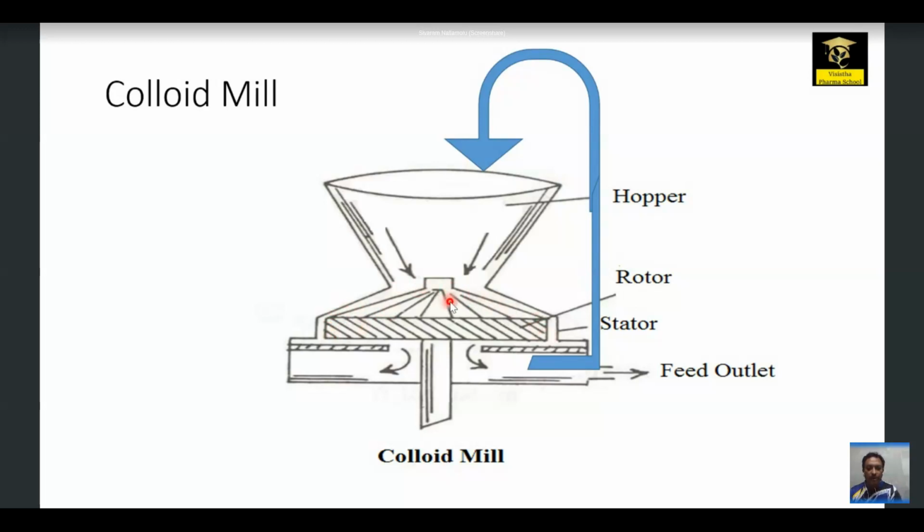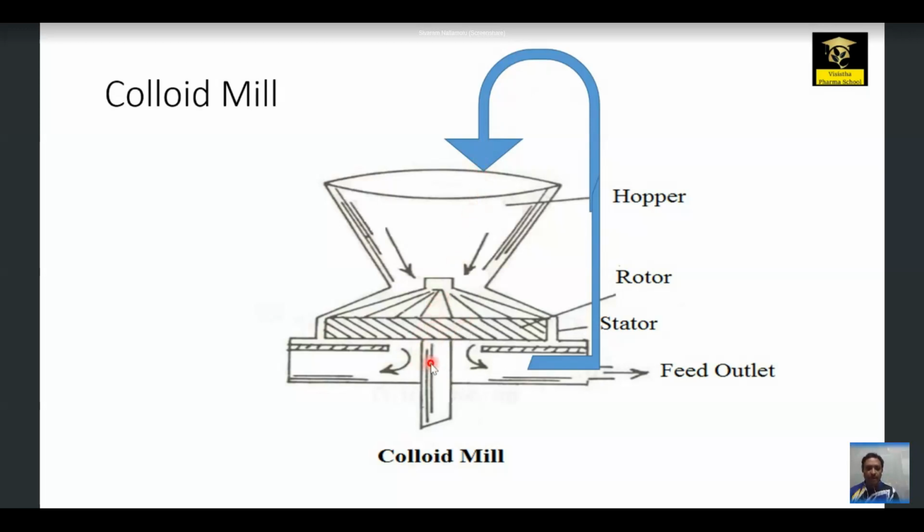Because of the high speed of the rotor, it produces a centrifugal force and makes the material spill onto the walls. When it is thrown to the walls, it passes between the rotor and the stator. By adjusting the distance between the rotor and stator, the fineness of the liquid preparation grinding can be controlled. Once the material passes, it comes out, goes through the recycle pipe, and again falls into the hopper, and the cycle is repeated.